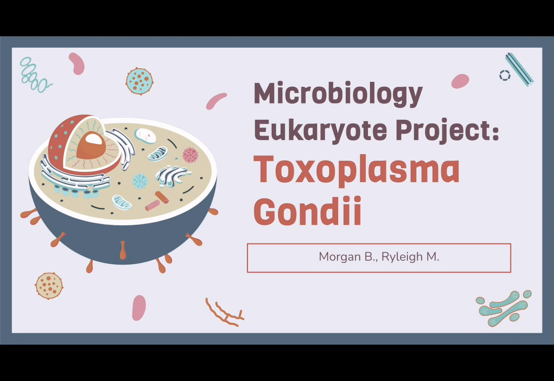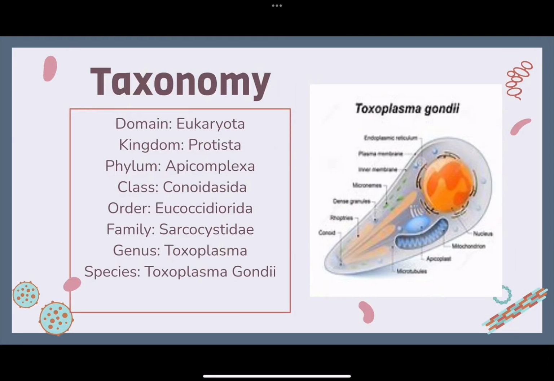We had Toxoplasma gondii. Alright, so for the taxonomy, the domain is Eukaryota, the kingdom is Protista, the phylum is Amphicomplexa, the class is Conoidacea, the order is Eukaryotes, the family is Sarcosistida, the genus is Toxoplasma, and the species is Toxoplasma gondii.